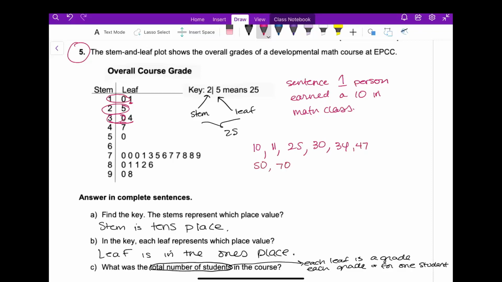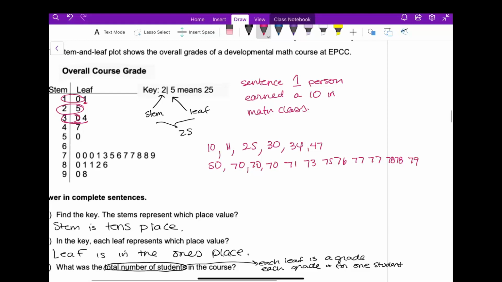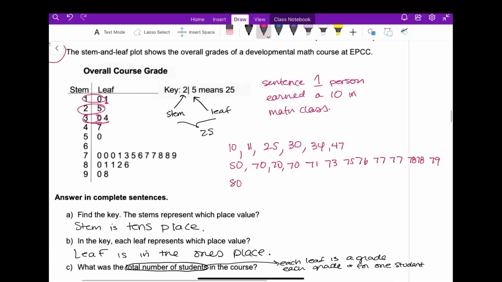So I'm going to write 70, 70, 70. How many 70s do you see? I see 3. So 71, 73, 75, 76, 77, 77, 78, 78, and 79. And then 80, 81, 81, 82, 86, 90, and 98. I hope I didn't miss anything. But that took me a long time.